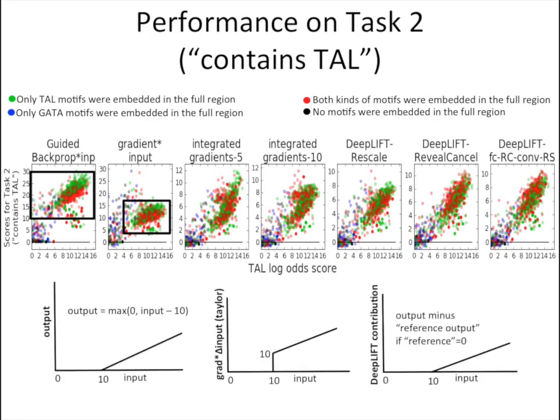Compare this with the behavior of gradient times input for thresholded functions. We have a sudden jump at around the threshold and then a more gradual increase. The practical consequence of this is that weak matches to the motif can receive undue importance, as we will see on the next slide. This is also the reason for why the scale on the y-axis is so much larger for gradient times input. A lot of compensating negative importance is placed on the bias terms.